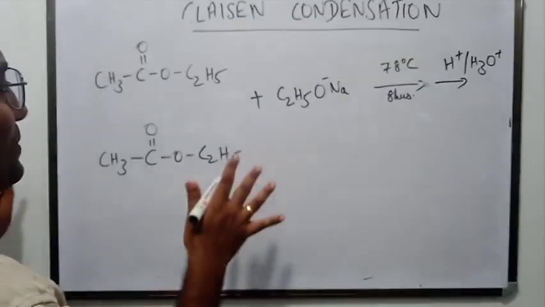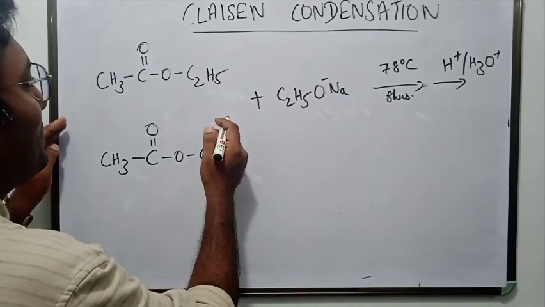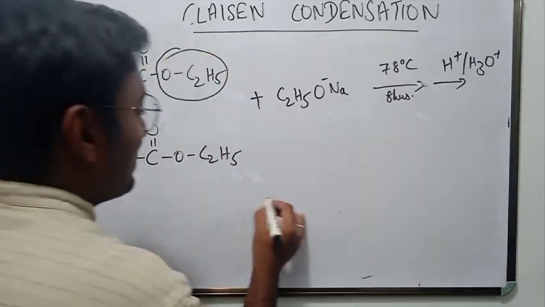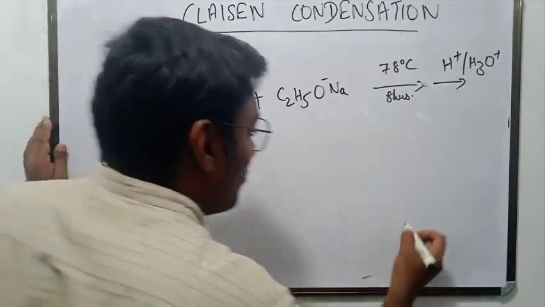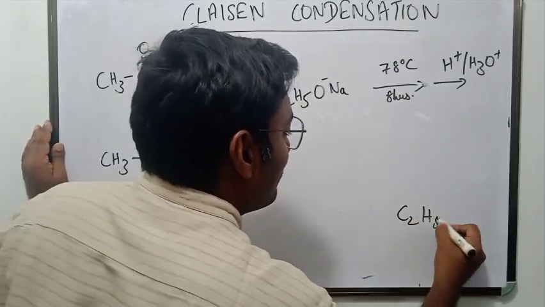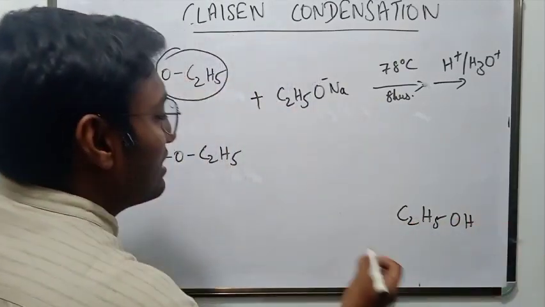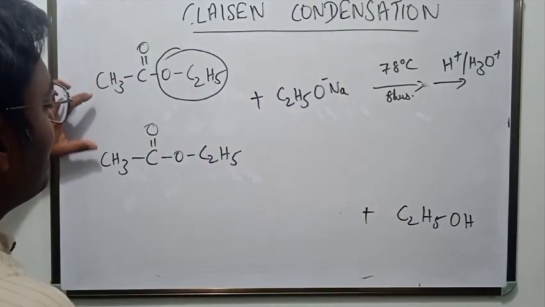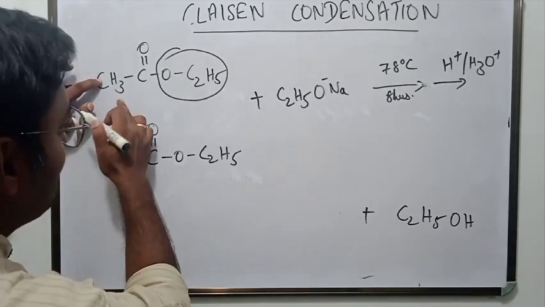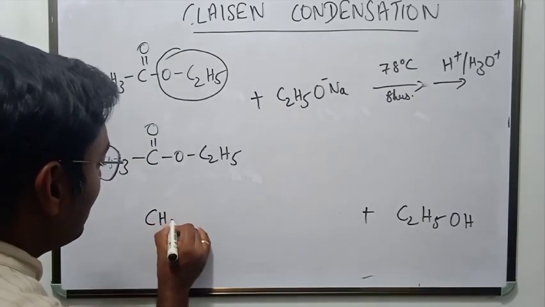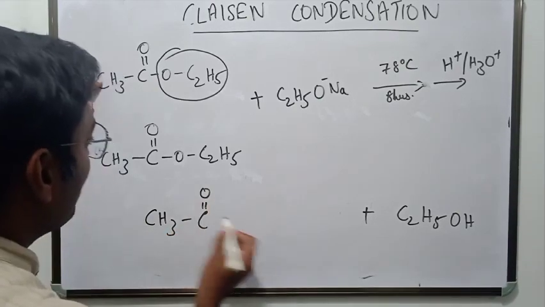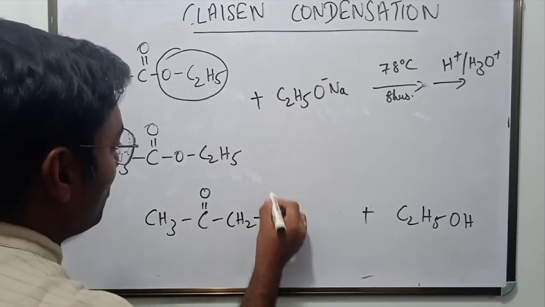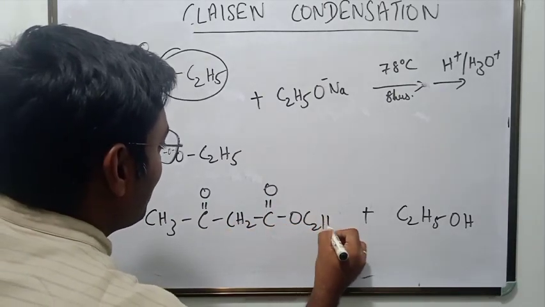First I am going to draw the alcohol. What alcohol will I get from this? Let us separate this. The alcohol that I get is C2H5OH, ethanol. Now you write this first and then you add it to this. How will you write it? CH3 C double bond O, you add to this one CH2 C double bond O C2H5.